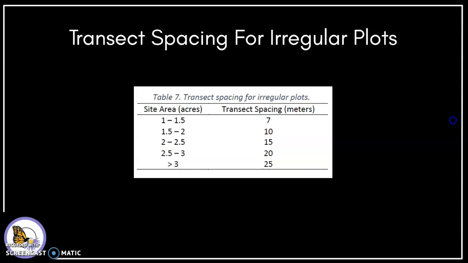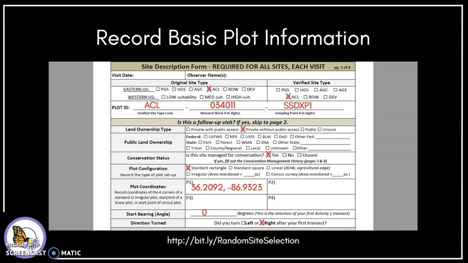You can fill out a lot of your site description form with the information we just got from this mapping tool. Your original and verified site type will be the same, since you knew what it was going into this, because it's a self-selected site. You also have the plot ID and details about the plot configuration and location, including the coordinates. This will help you set up the plot in the field. You can get the other coordinates for points 2, 3, and 4 while you're in the field using your phone or your GPS. Or you can use the same process to click where they approximately are on the map when you drew the outline of your plot.